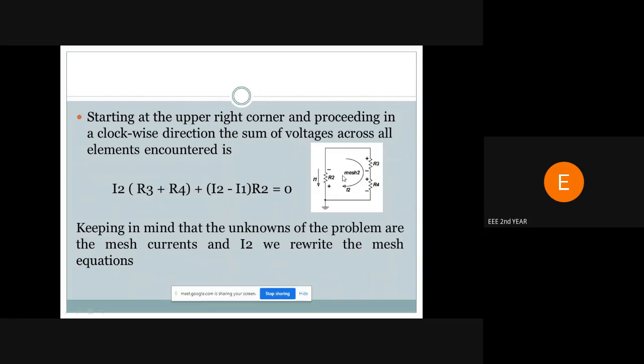Here you write where I2 is the current flowing in both the resistors R3 and R4. So I2 into R3 plus R4 plus, in this branch two currents are flowing, one is I1 and another is I2. Since we are considering the second mesh, its own current should be taken first. So here I2 minus I1 into R2, which is equal to 0.